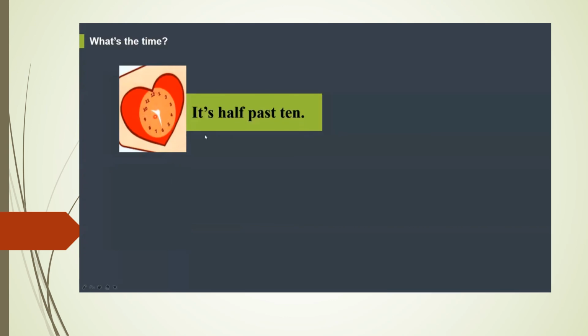Okay class, let's do the exercise in Book A. Read and draw the clock.